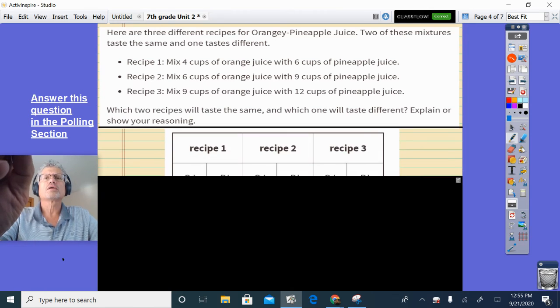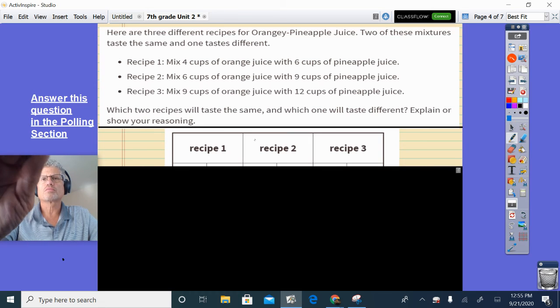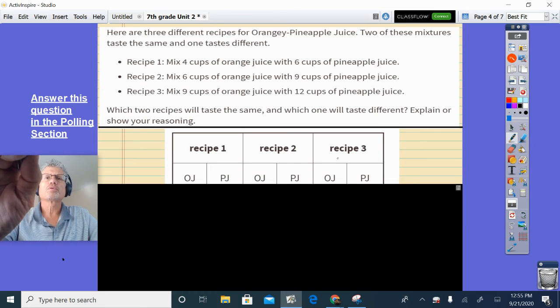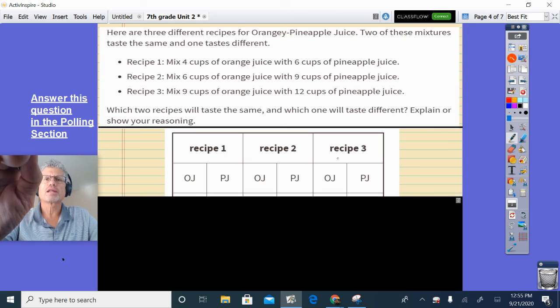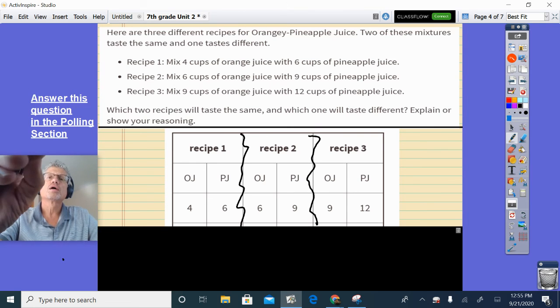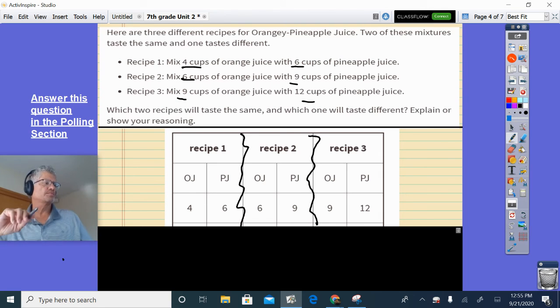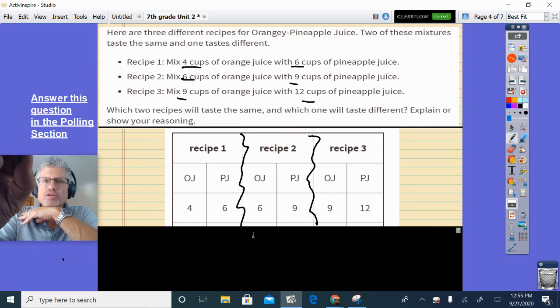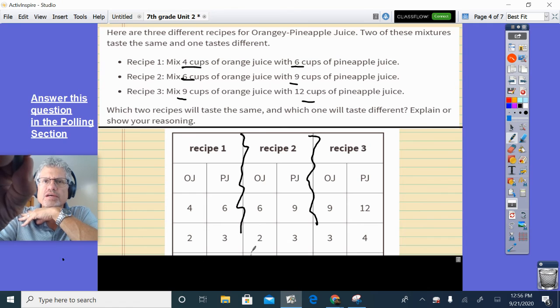Well, first of all, I draw a table out, 1, 2, and 3. Then I put in what I know, orange juice and pineapple juice. And then I put in a little squiggle there to kind of separate them. Then I put in my ratios. Here's 4 to 6, 6 to 9, and 9 to 12. So those are my original ratios. Now I'm going to look at this and go down one more and make some equivalent ratios.